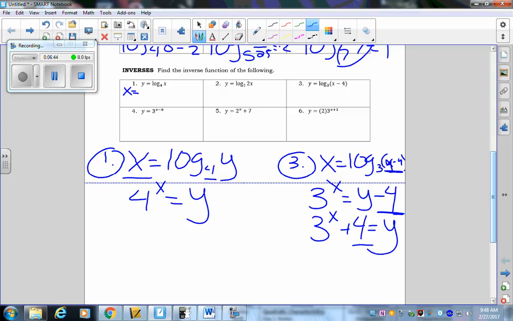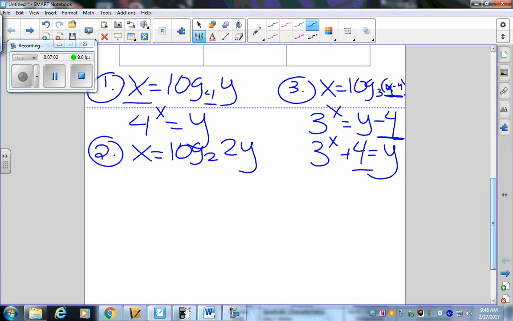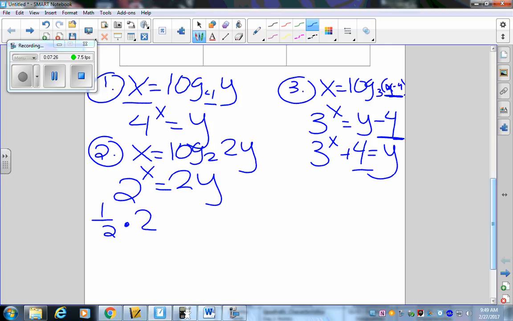So let's go ahead and take a look at number 2. Switch my x and my y. Now nothing is being added, subtracted, or multiplied outside the function. That times 2 is inside, so we're going to have to take care of that later. So let's go ahead and switch. We write it as an exponential, so here's my base of 2. So I've got 2 to the x equals 2 times y. So now we need to move that 2, so we're going to divide by it. However, it'll be much easier to see if I write it as a fraction, meaning multiply by the reciprocal. The reciprocal of 2 is 1/2. So if I multiply both sides, I get 1/2 times 2 to the x equals y.